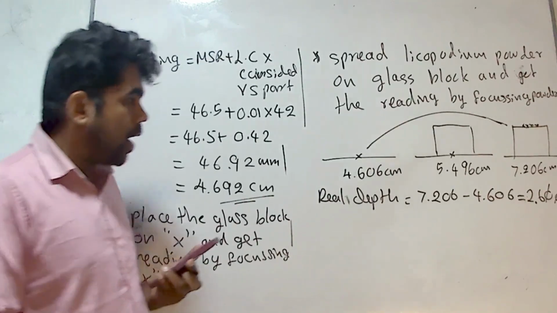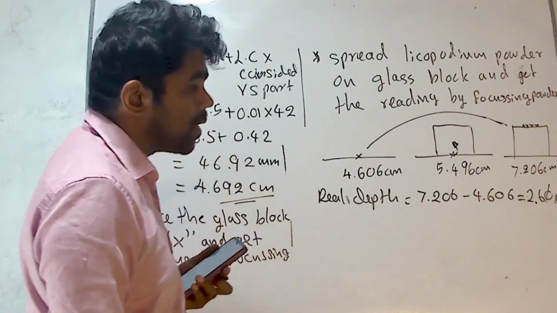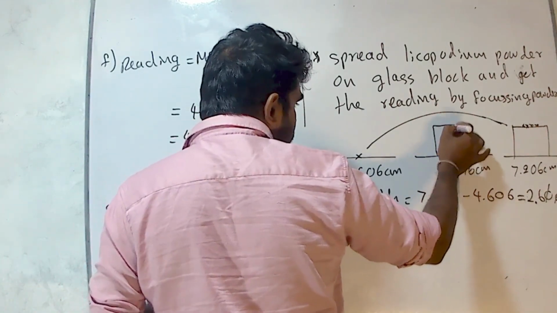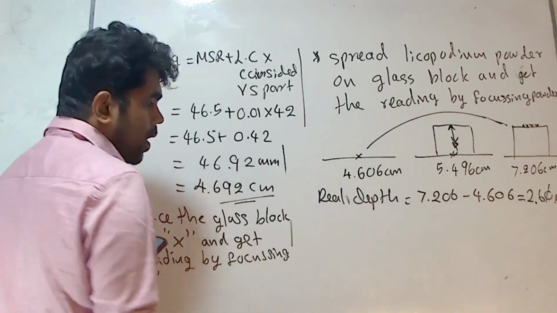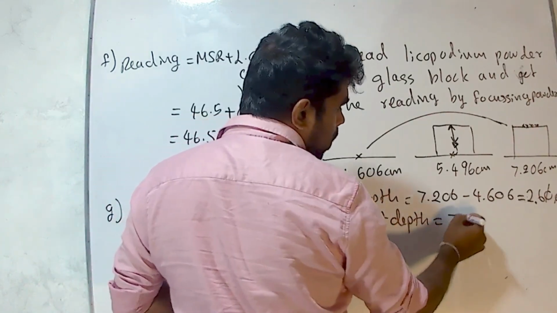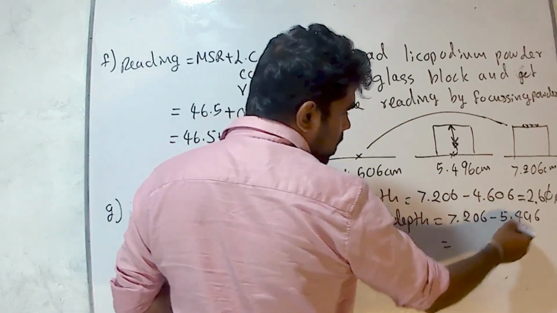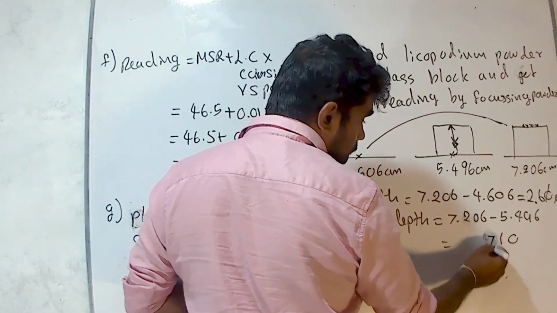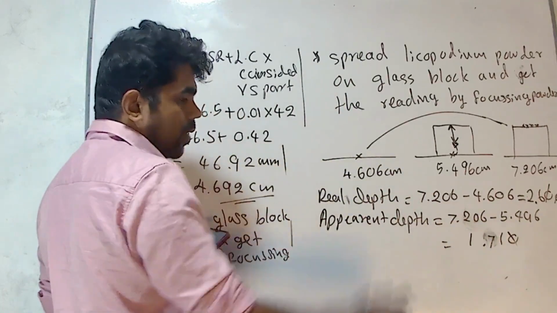And when focusing this point, we can observe this point with the apparent displacement. Therefore, we can get this apparent depth by using the difference between this reading and this reading. Then we can write apparent depth: 7.206 minus 5.496. It is 1.71, we can cancel out the 0. These two values are in centimeters.